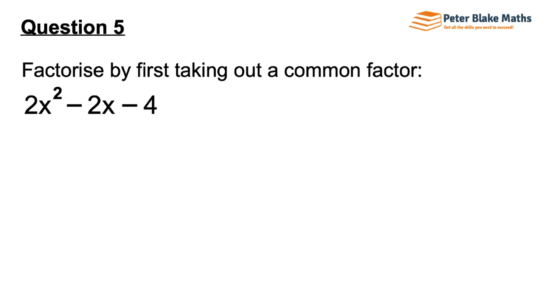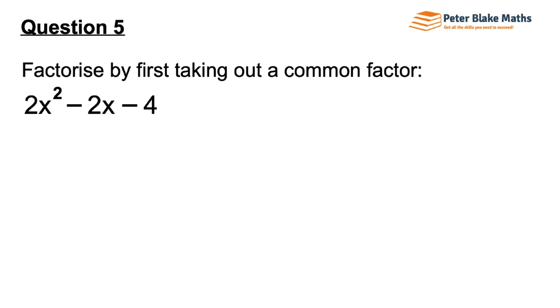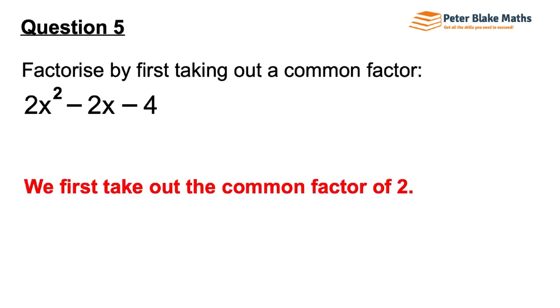Factorise, question 5: factorise by first taking out a common factor in 2x squared minus 2x minus 4. If we take a 2 out of here, first we take out a common factor of 2 out of each term there. So we'll have 2 outside of, we'll ask ourselves, what are we going to multiply 2 by to get 2x squared? So for that first section of the brackets, we'll need an x squared in there.